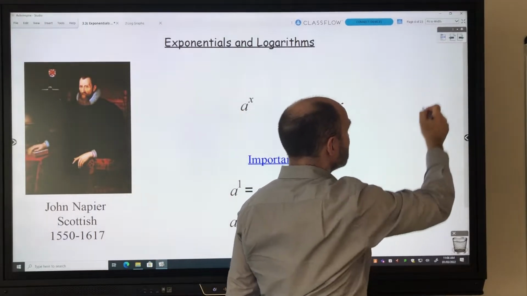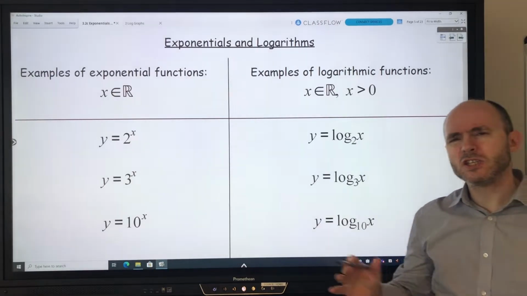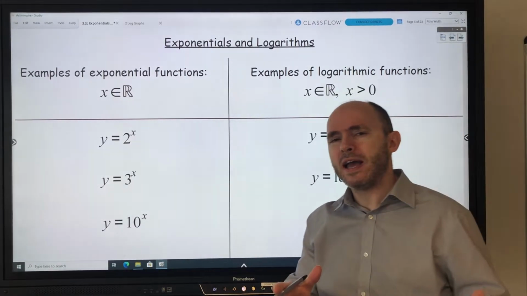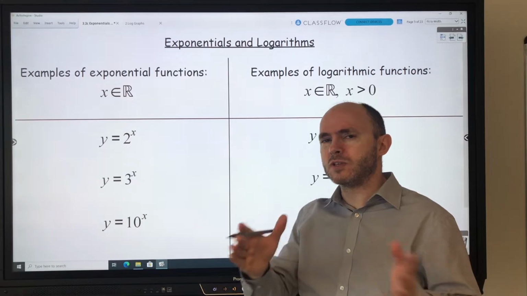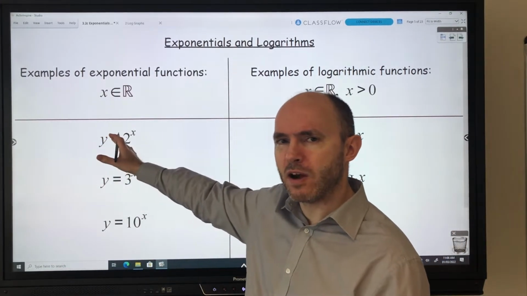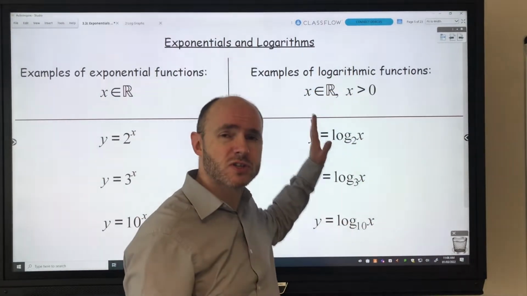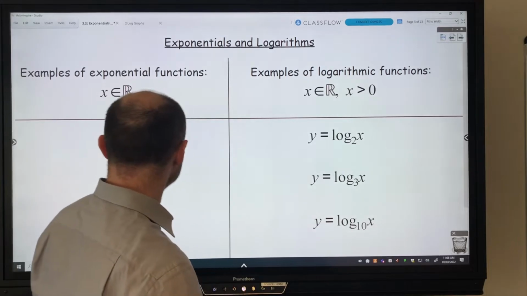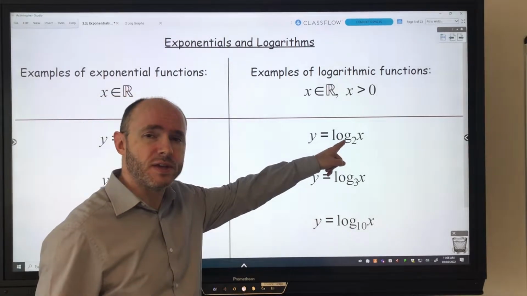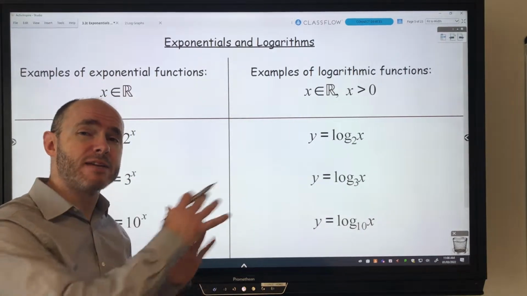Now, moving onwards. Here we go. Here's just some examples of how exponentials and logarithms look as inverses of each other. So I've got a table here. Over here, I've got some expressions using exponentials. Over here, some expressions using logarithms, okay? This is the inverse of this. This is the inverse of this. This is the inverse of this, and vice versa.